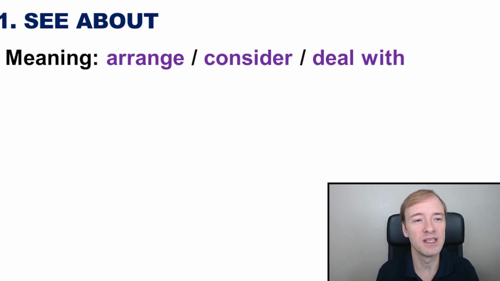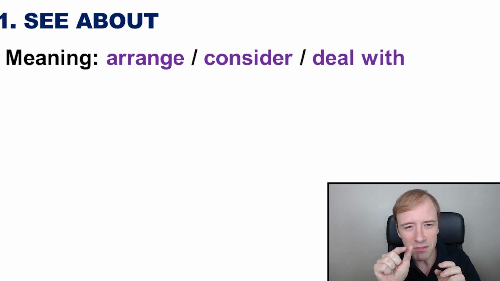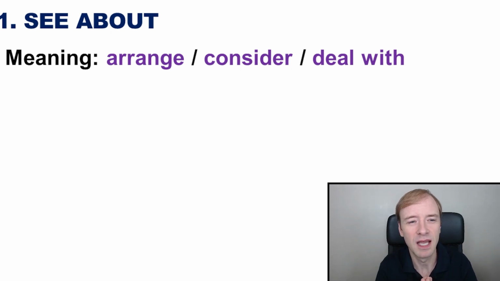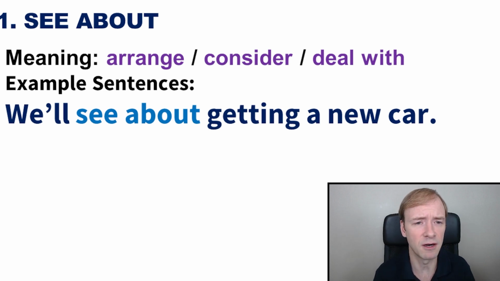Our first phrasal verb here is see about. Now, there are subtle, slightly different meanings in see about, and it can mean many things depending on the context. In this case, it can mean to arrange something, consider something, or deal with something. And I'm going to give a couple examples so we understand this phrasal verb better.